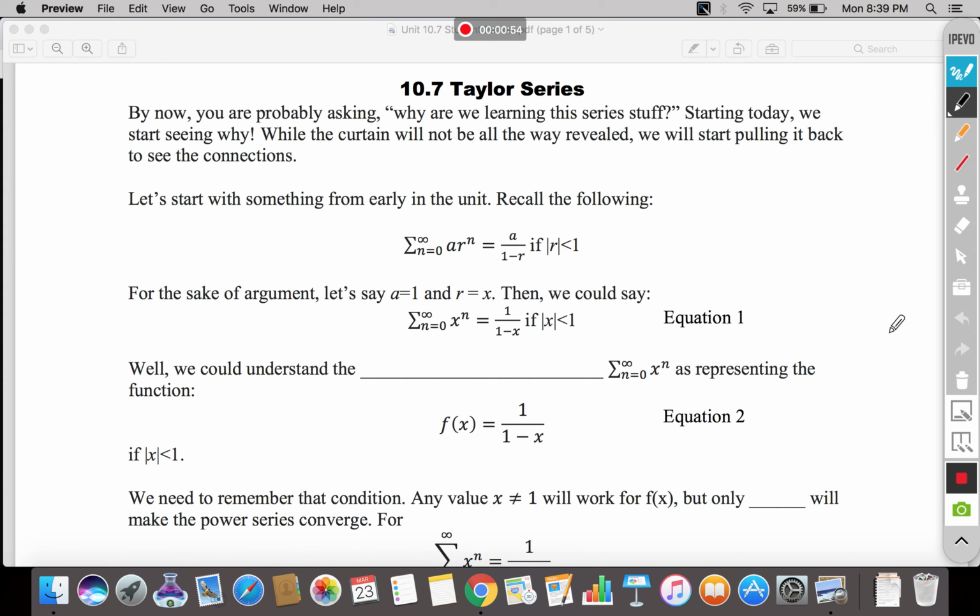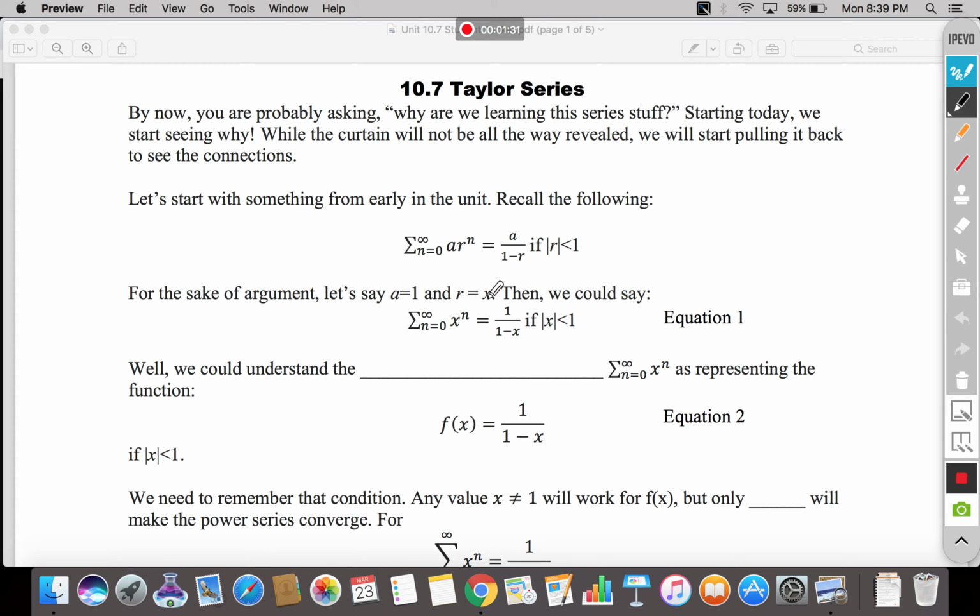Let's start with something from actually earlier in this unit, which you might be familiar with. Recall that this is what we call a geometric series, a times some r value to the n. If the absolute value of r was less than 1, so between -1 and 1 not inclusive, so if this r was like half or negative half, then this geometric series converges to this sum right here, a over 1 minus r. And let's say for the sake of argument that a value is 1.